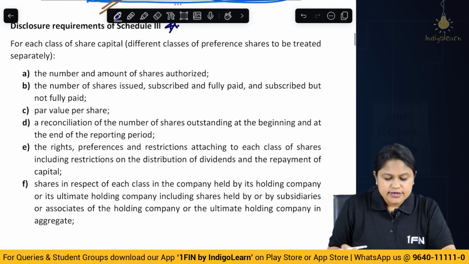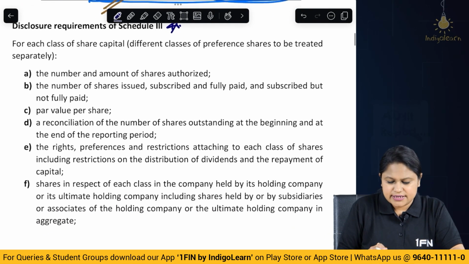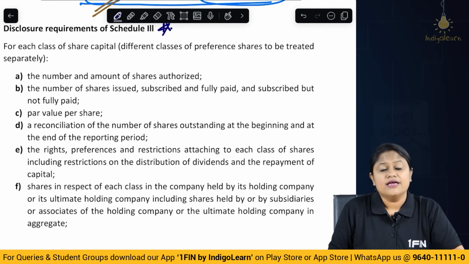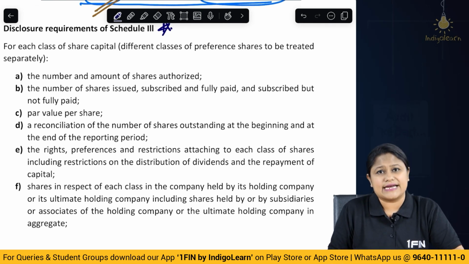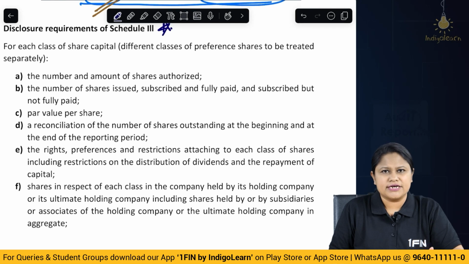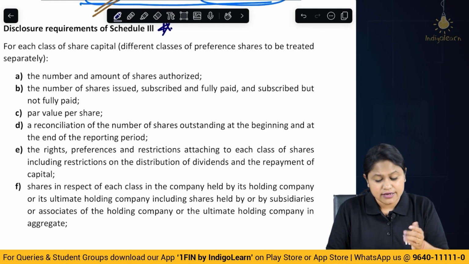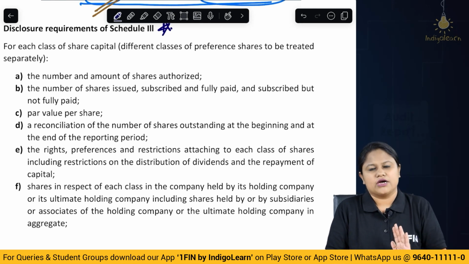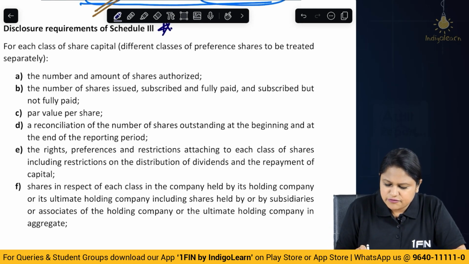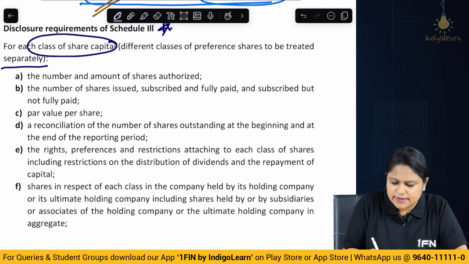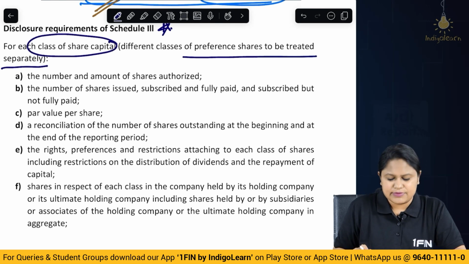Now, for each class of share capital, we talk about equity share capital and preference share capital. For preference shares also we have different categories, like cumulative, non-cumulative, or percentage-wise bifurcated preference shares. So for every class of preference share and every equity share, you have to give all these details. Different classes of preference shares are to be treated separately.